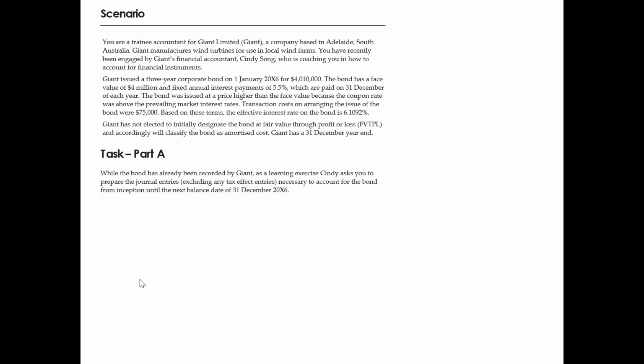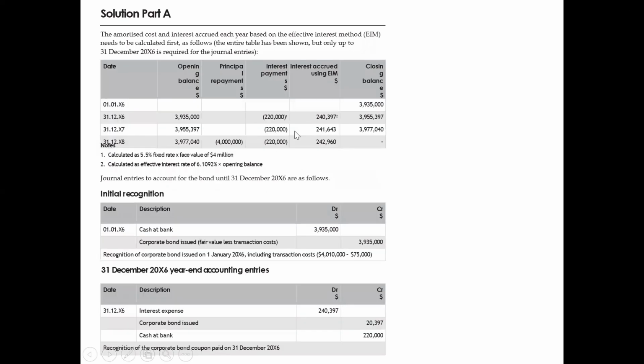So with this type of transaction, because it's a financial liability, the closing balance of the bond is going to be what has been issued minus the transaction costs. So you can see that the first entry that we need to recognize is this cash that we've received and this liability that we have assumed. Then we need to calculate what the loan amortization schedule is going to look like.